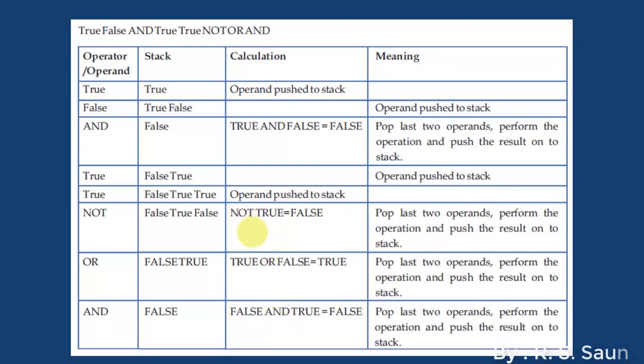Okay, here an expression is in the form of true or false, and here we have a not operator, which is not a binary operator, which is a unary operator. So let's see how to evaluate these. First of all, we are going to scan an element that is true, it's an operand, push it to the stack. Similarly, false also goes to the stack.